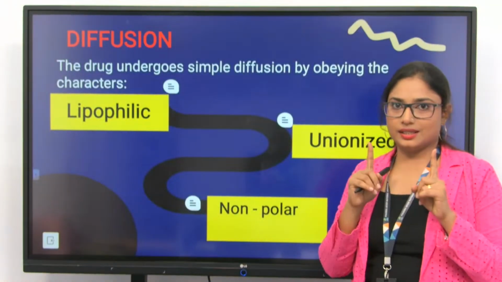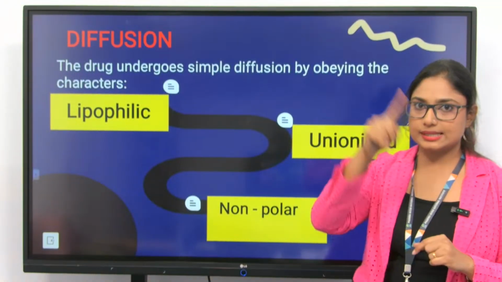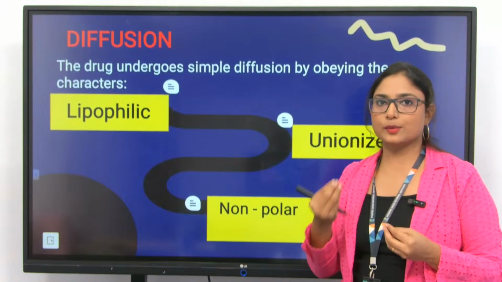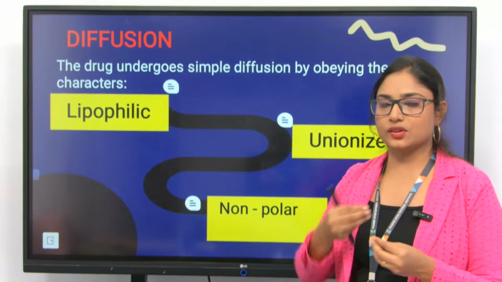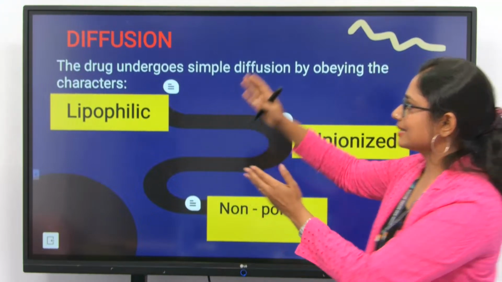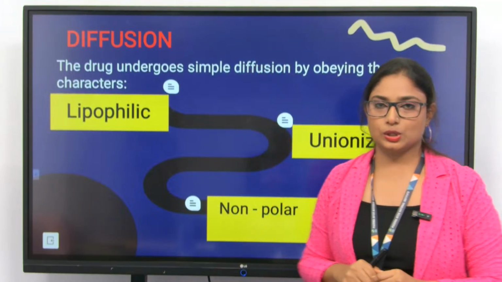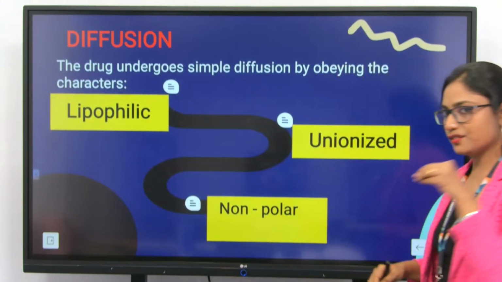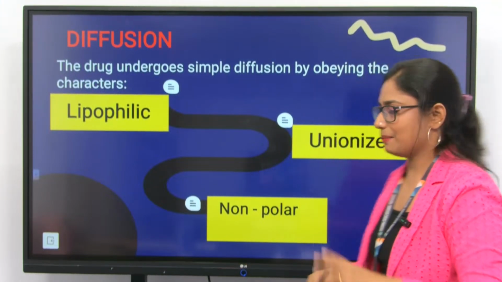Next process is diffusion. So we have completed disintegration and dissolution. Dissolution is the process of solubilizing the drug in the GI fluid, and it is governed by the Noyes-Whitney equation. Next is diffusion. Diffusion simply refers to absorption. It is diffusing across the cell membrane.